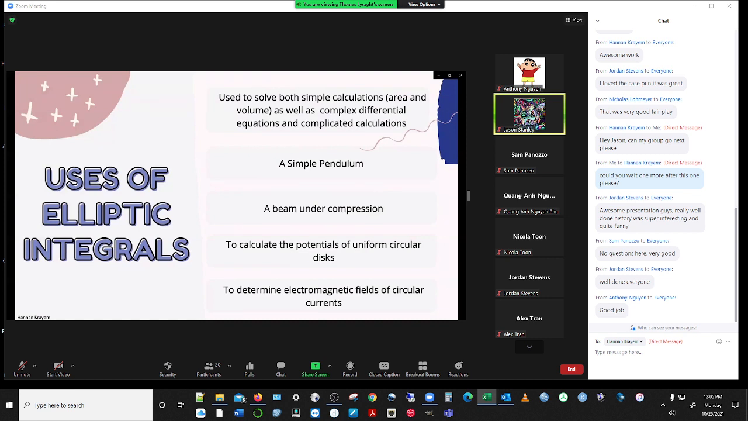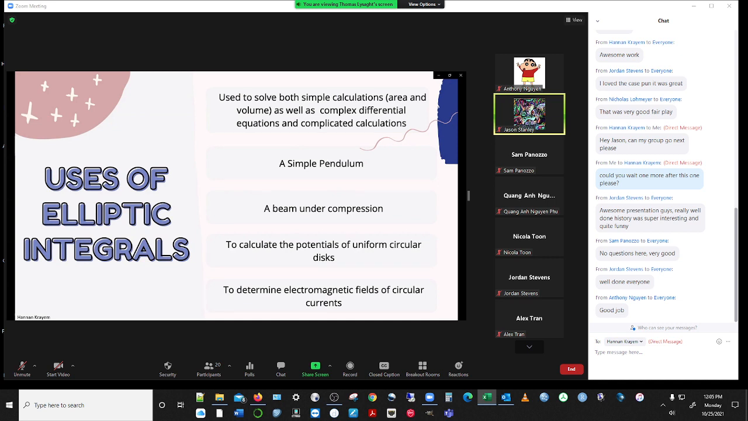The solutions to many problems in physics, chemistry, and mathematics involve the use of integrals. They have not only been used in simple calculations such as area and volume, but also complex differential equations and complicated calculations. In the case of more difficult definite integrals, they can be altered to a different form to be solved. One form is elliptic integrals.